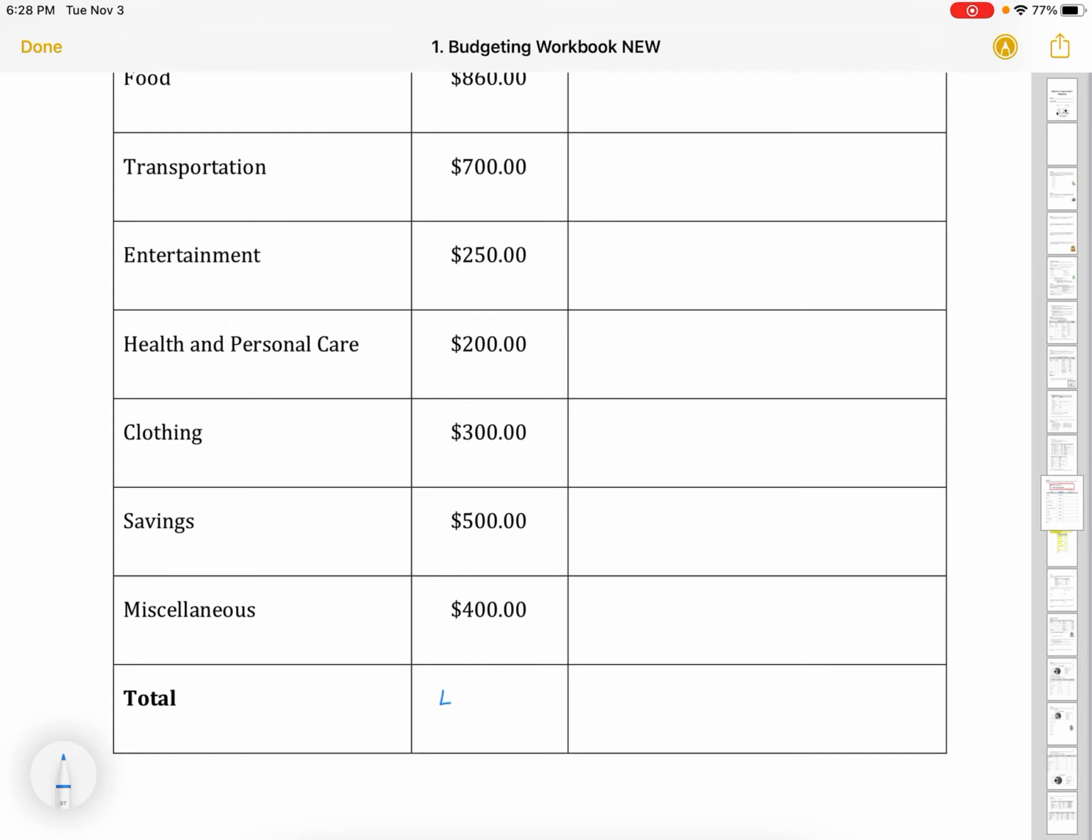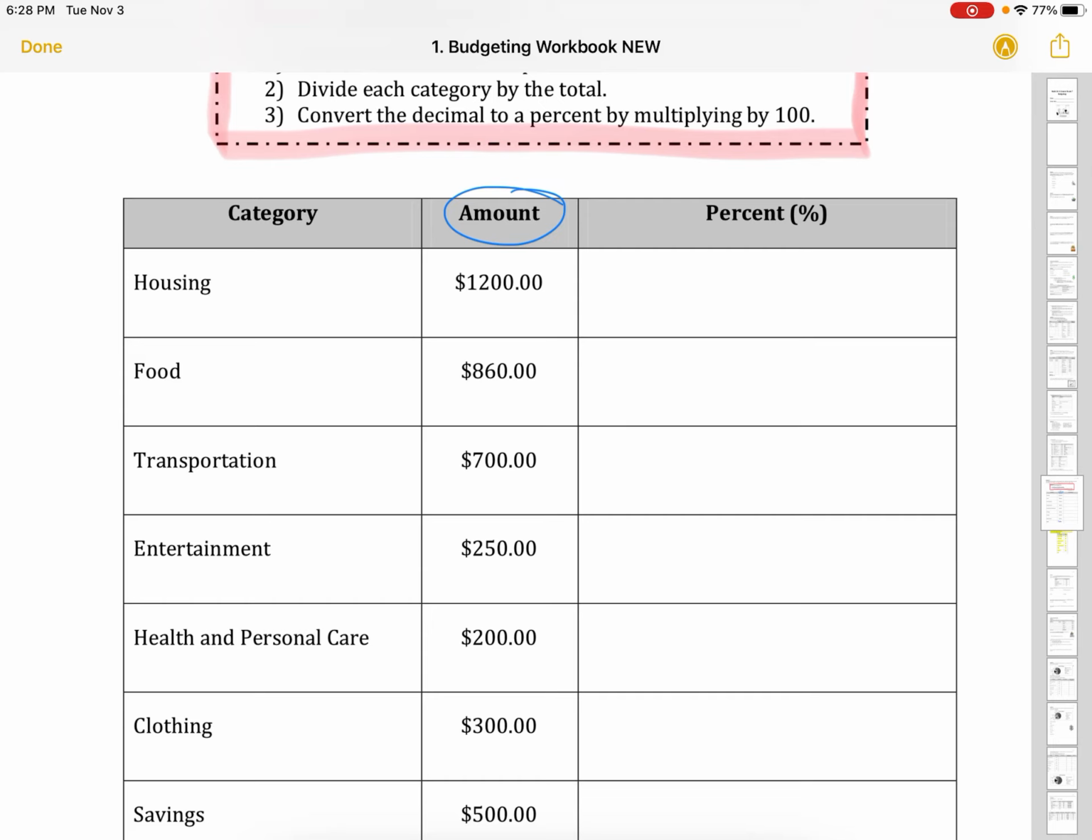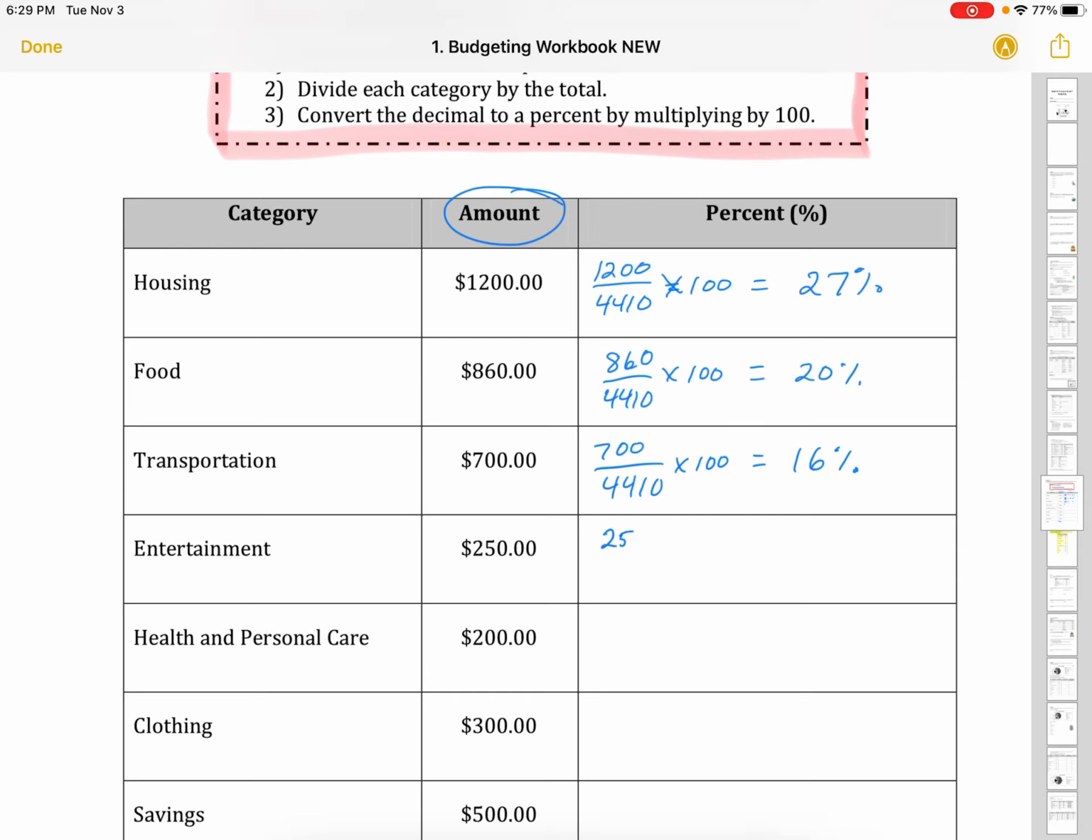When we add all of these up, we get 4,410. That's our total. So we're going to find the percent. Here we'd have 1,200 divided by 4,410, and then we times it by 100 to get the percent. When we do that, we get 27%. For food, 860 divided by 4,410 times 100 equals 20%. Transportation, 700 divided by 4,410 times 100 equals 16%. 250 divided by 4,410 times 100 equals 6% for entertainment.